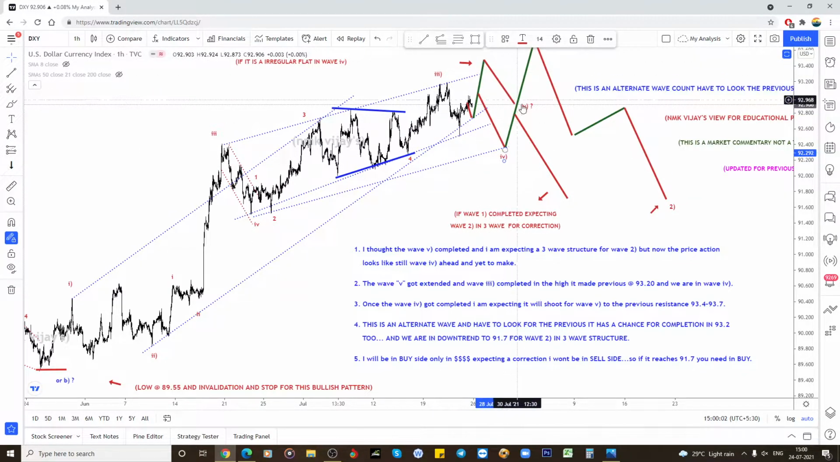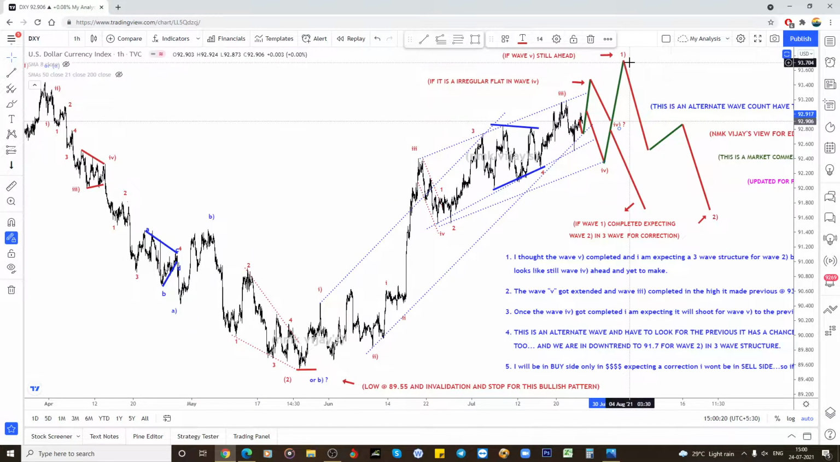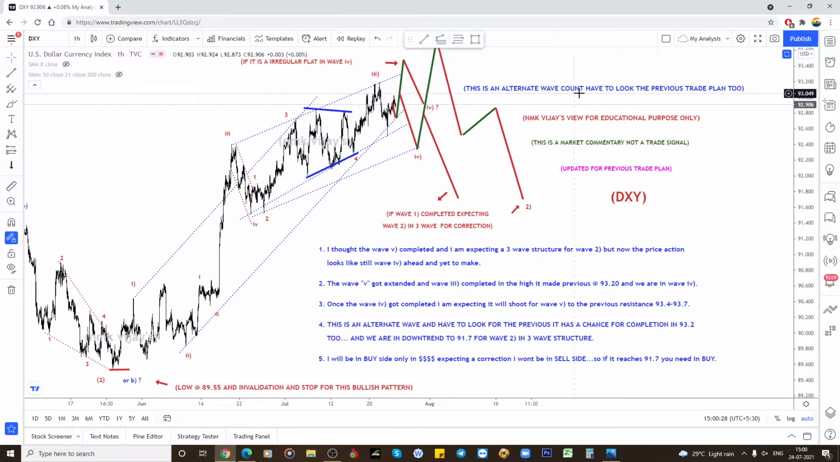So what does this mean? This is an irregular flat formation of the fourth wave. If it breaks the high also, immediately it can turn like this; this kind of price action I'm expecting here. So that could be A, B, C. This could be an irregular flat or running flat for this fourth wave, and one more fifth wave is still ahead. So it looks like the pattern is not yet completed as per this trade plan. See, this is an alternative view.